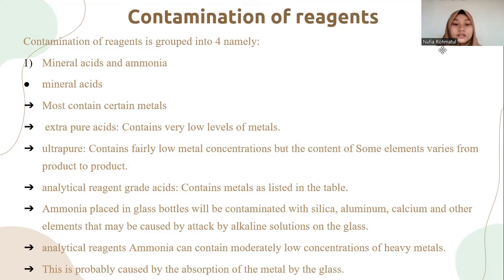Ammonia placed in a glass bottle will be contaminated with silica, aluminum, calcium, and other elements that may be caused by attack by the alkaline solution on the glass. Analytical reagent ammonia can contain moderately low concentration of heavy metal. This is probably caused by the absorption of the metal by the glass.